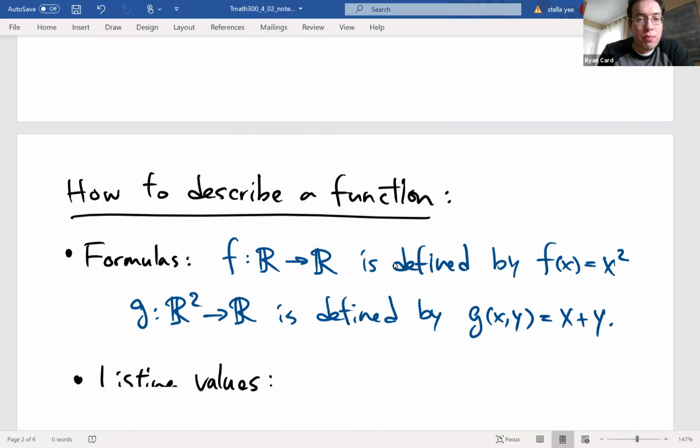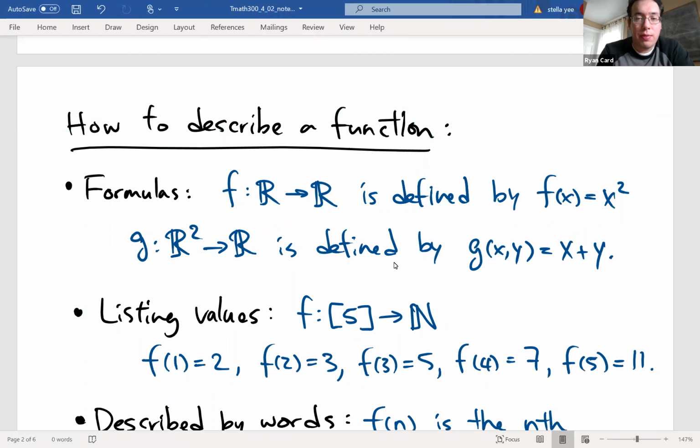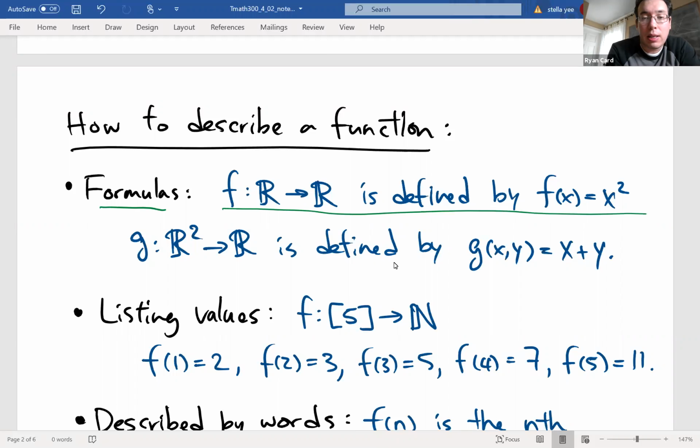Okay, all right, so let's say you have a function. There are many different ways to describe a function, so I want to go over these. By far, what we're most used to is describing a function by a formula. An example could be something like this: f from real numbers to real numbers defined by f of x equals x squared. These are the types of functions we've been dealing with ever since pre-calculus and calculus and so on.